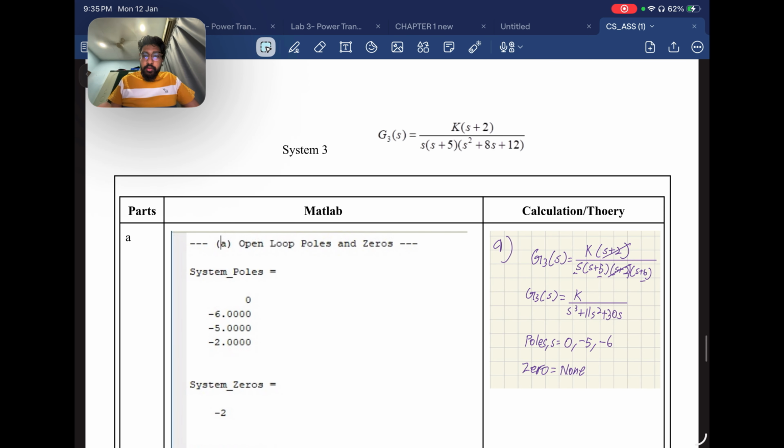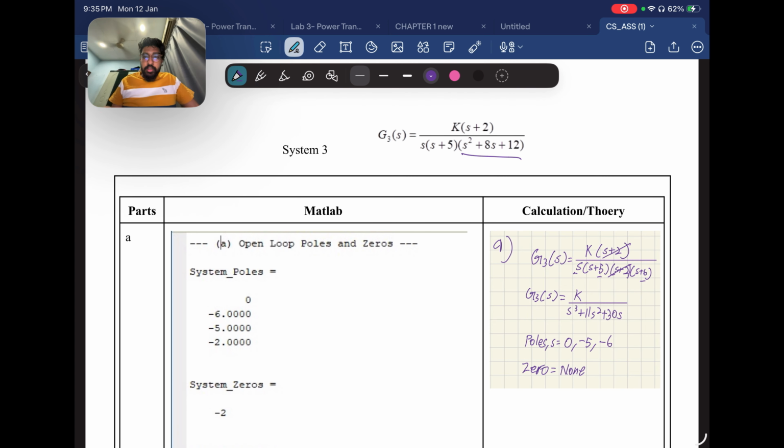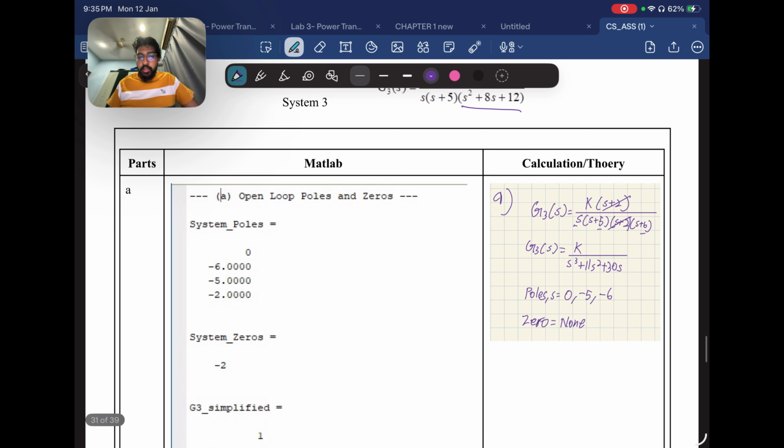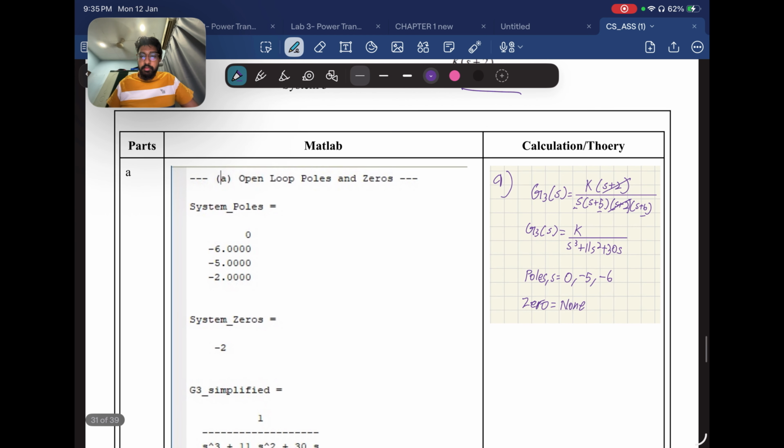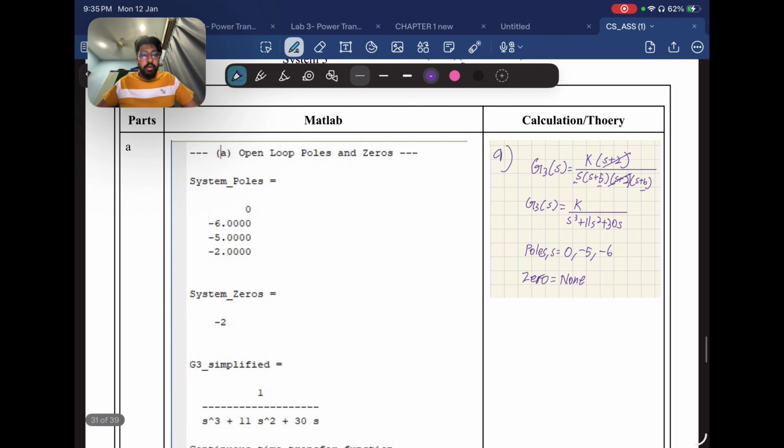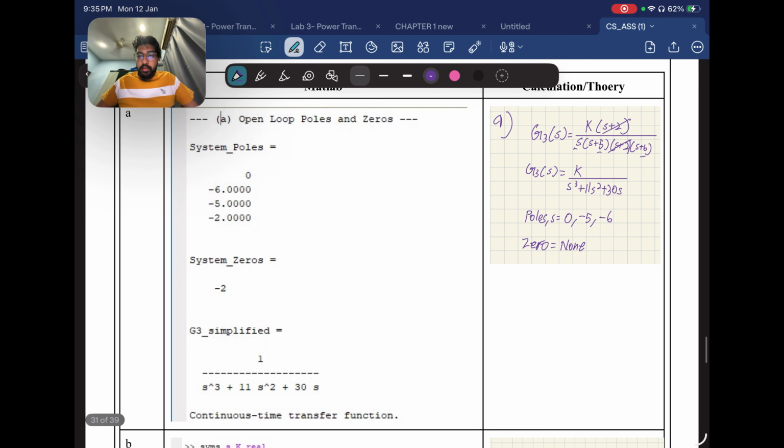So what I can do is, since this is a quadratic equation, we can factorize it. Once we factorize it, I'll get s plus 2 plus 6, so I can eliminate the zero. If I eliminate the zero, I can make the system more efficient. So I get zero, none. Here it shows zero because it won't eliminate the zero by using the calculation theory.